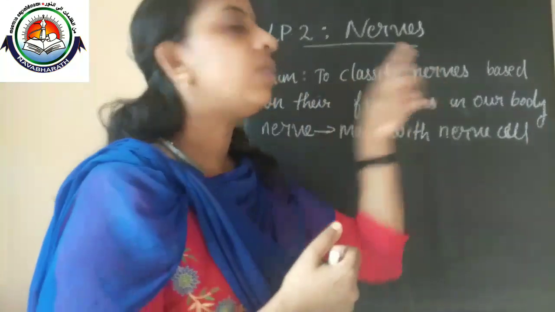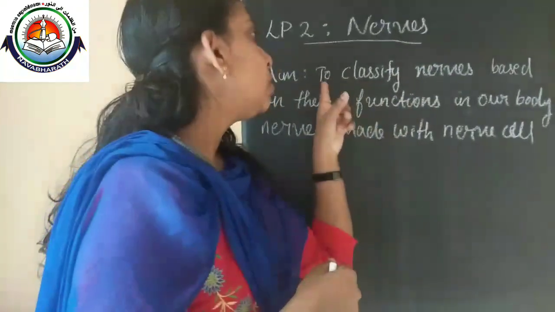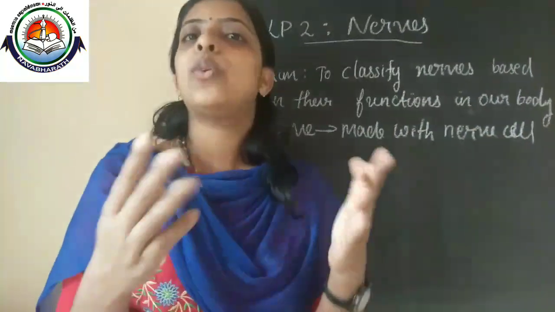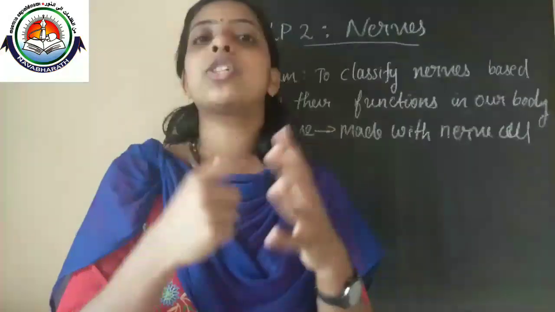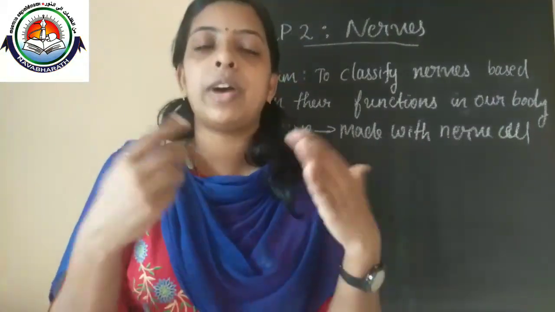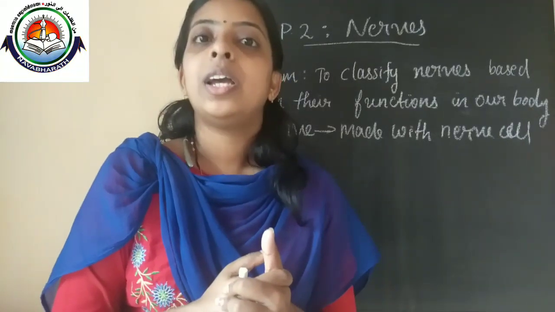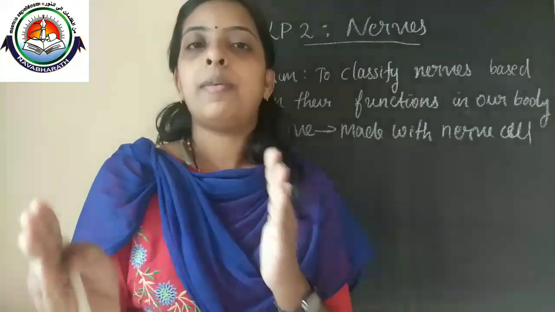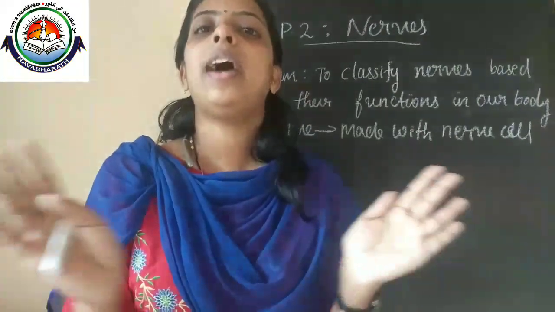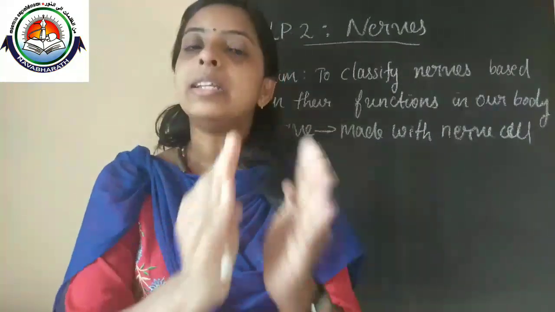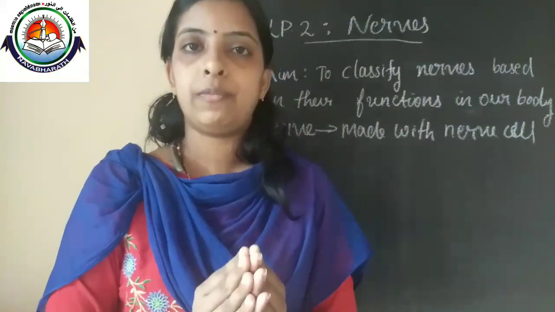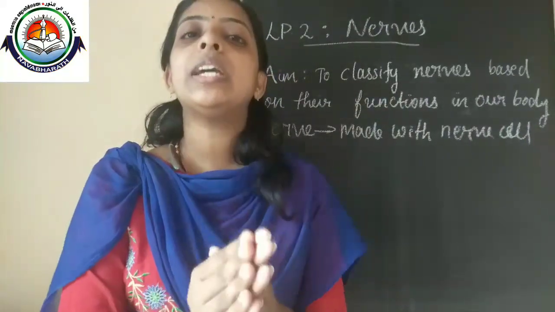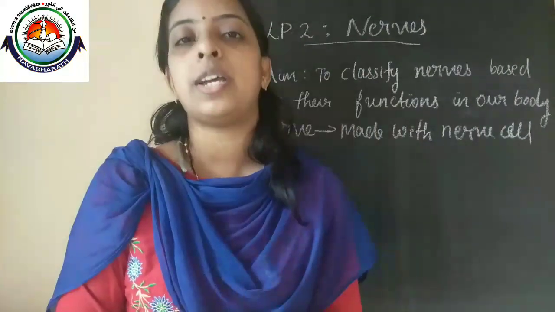And what's our aim of this lesson? To classify the nerves based on their functions. First we need to find out what the function of nerves is. Yes, nerves carry the information between the brain and other parts of our body. So that is the function of our nerve. Is it right? Yes. And on that basis, we can divide the nerves into 3 types.